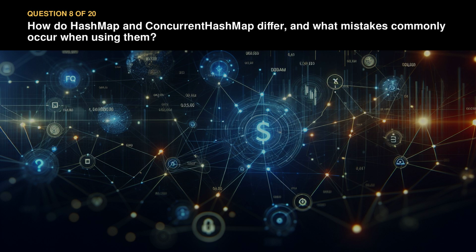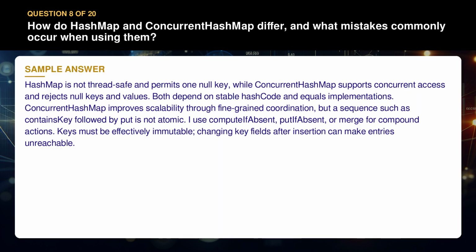Question 8. How do HashMap and ConcurrentHashMap differ, and what mistakes commonly occur when using them? HashMap is not thread-safe and permits one null key, while ConcurrentHashMap supports concurrent access and rejects null keys and values. Both depend on stable hashCode and equals implementations. ConcurrentHashMap improves scalability through fine-grained coordination, but a sequence such as containsKey followed by put is not atomic.